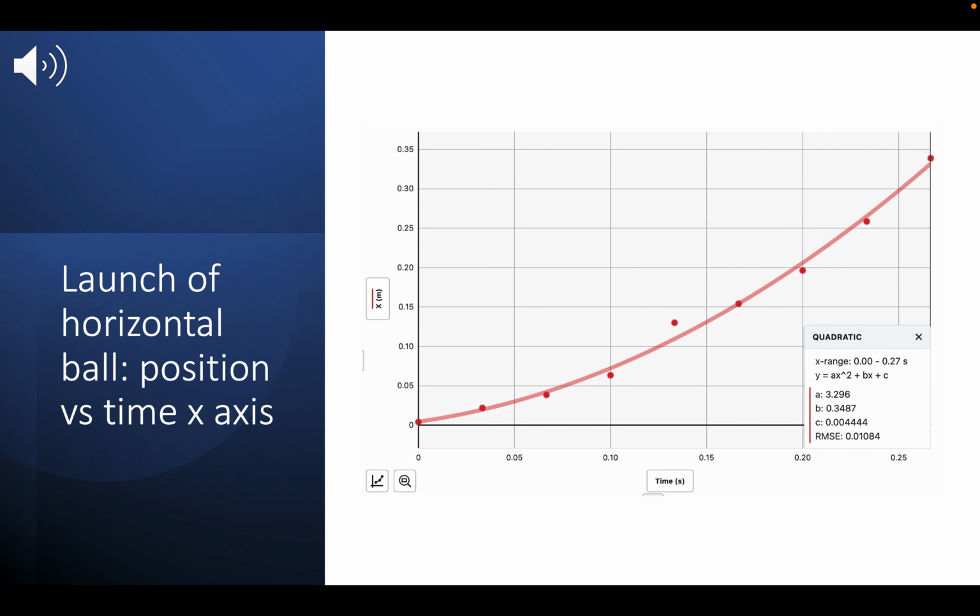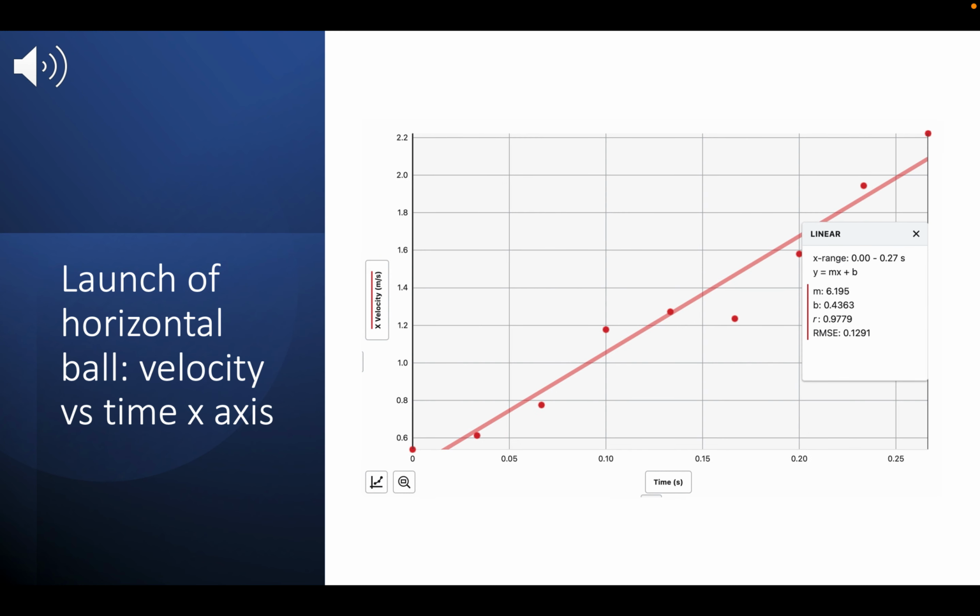So now we will be looking at the launch of the ball horizontally by looking at the position time graph in the x-axis. Right away, we notice that there's a parabolic fit, which means our object is speeding up and accelerating. This also means that our object is moving at a non-uniform velocity. So looking at the corresponding velocity time graph again in the horizontal, we can see that there's a linear fit for acceleration, which means that there's a constant acceleration of 6.195 meters per second squared to the right.